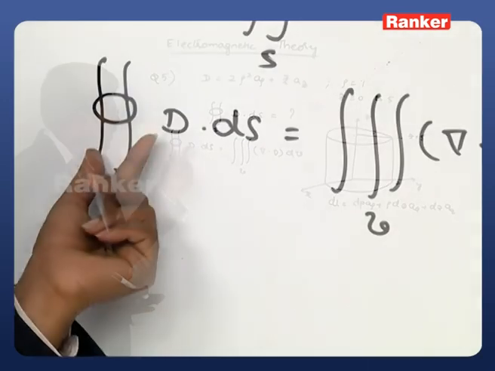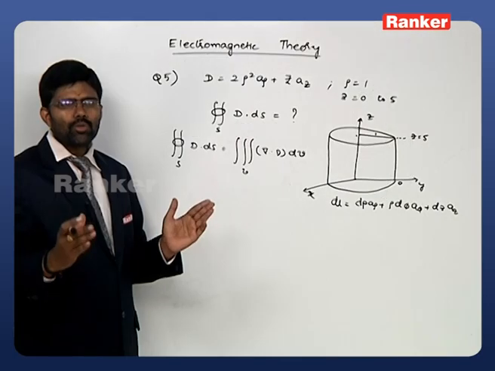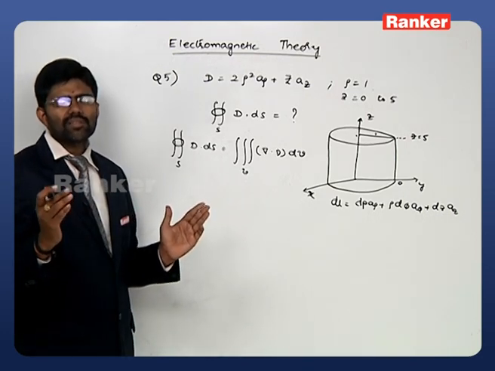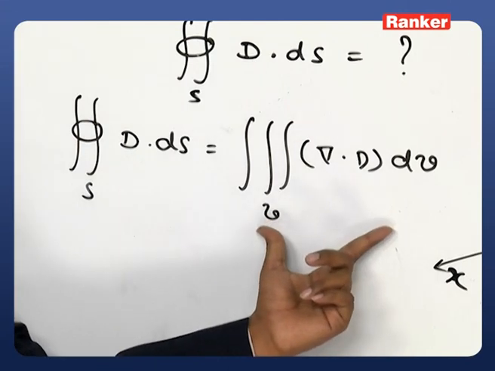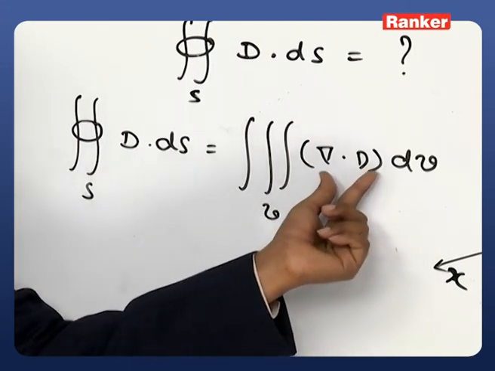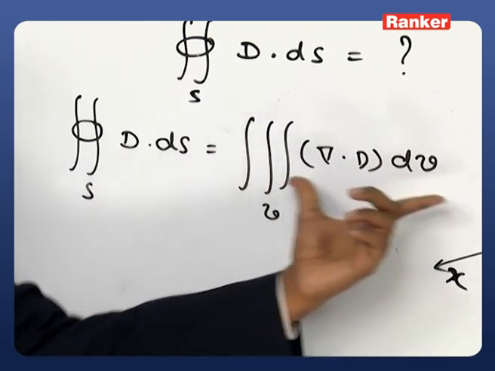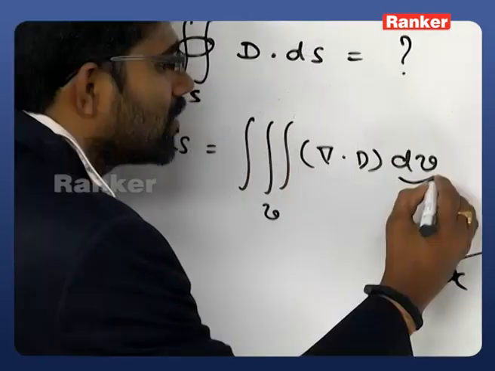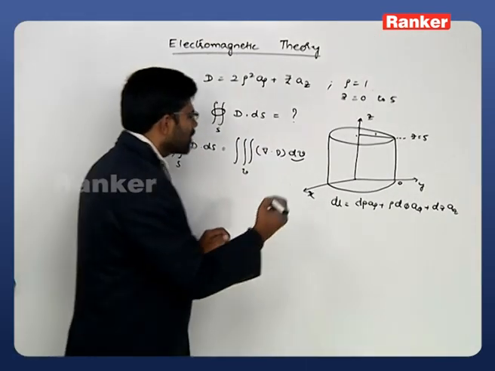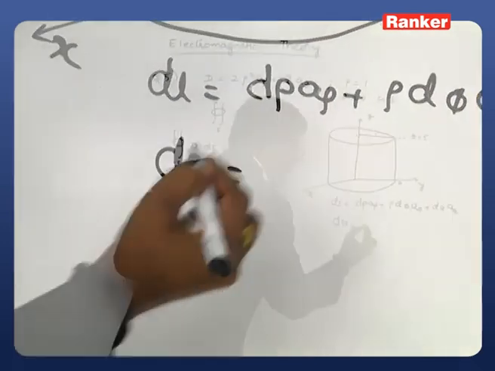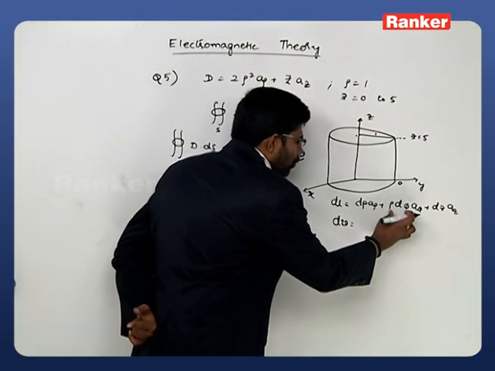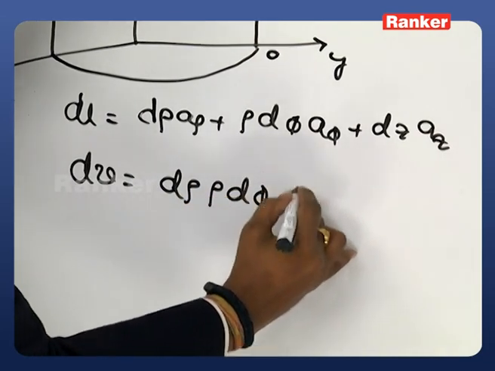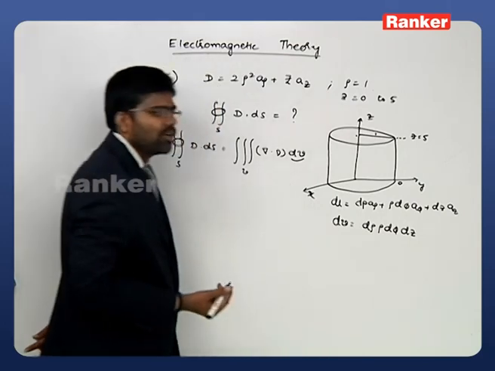Not only for this one, whenever it is required, taking a contour or a closed surface and calculating in all directions will kill our time. So we take the easiest one. For that, I will take the divergence of D, and by calculating this volume integral, I will try to get the same answer. For that, we require the dV term. So what is dV in the cylindrical coordinate system? The differential volume in the cylindrical coordinate system is d rho, rho d phi, dz. That is rho d rho d phi dz.